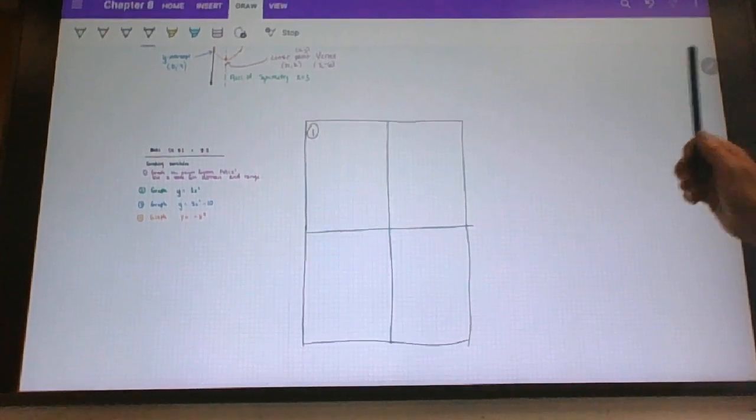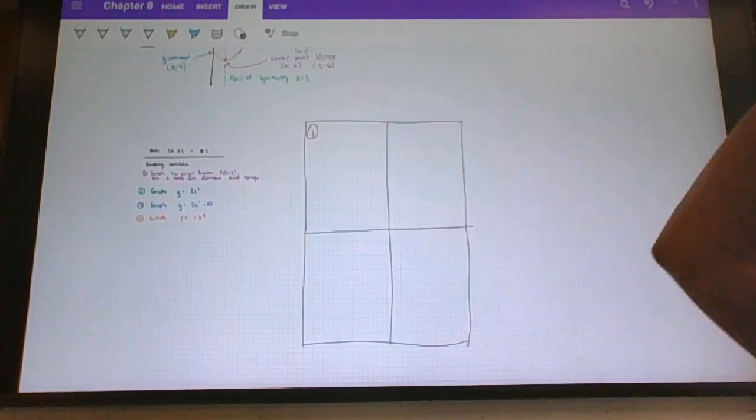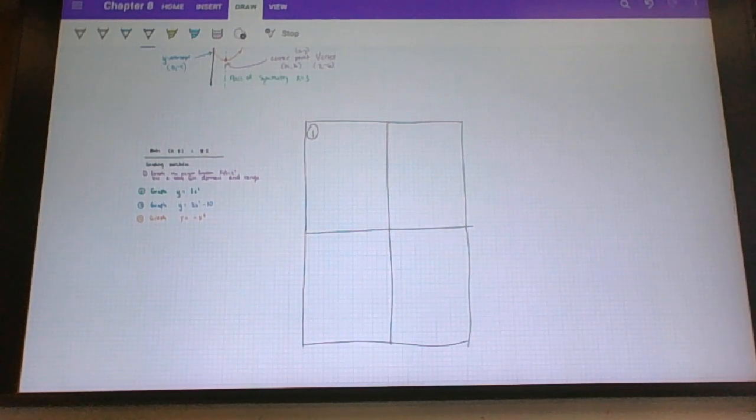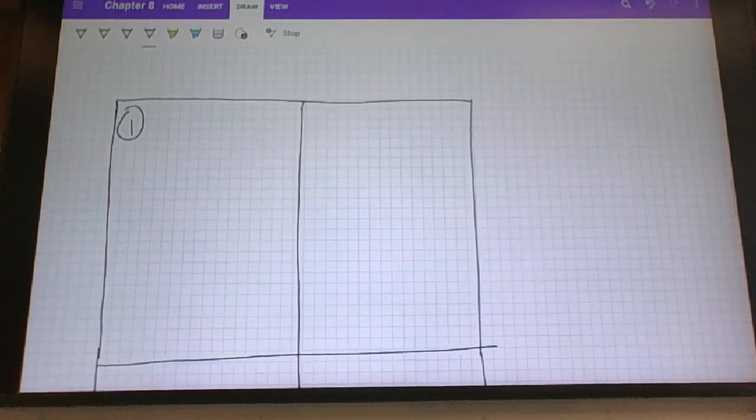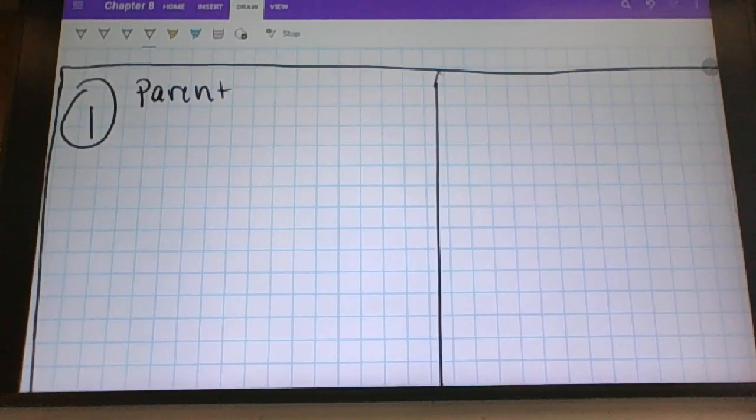I'm gonna do 1, 2, 3, 4. We're gonna graph in all 4 of these. So be organized, okay? So here I am in the top half, number 1. Which way do you want to go, down? I like going down. Alright, number 1 is the parent quadratic function. It's y equals x squared.